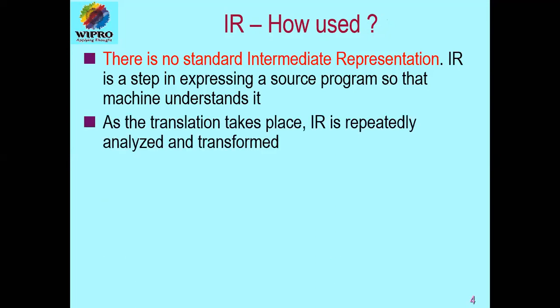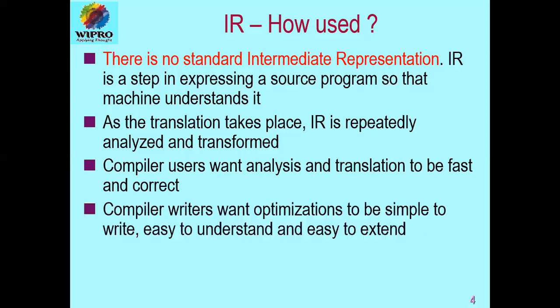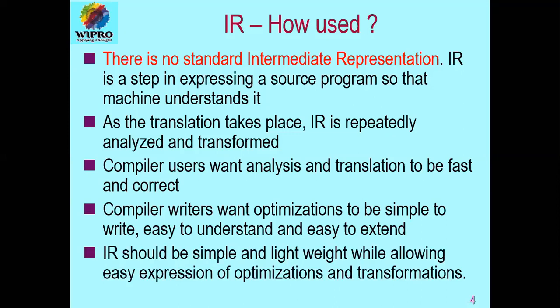And as a translation takes place, IR is repeatedly analyzed and transformed. Compiler users want the analysis and translation to be fast and correct. This is the property. We don't want the IR generator or the code optimizer to consume a lot of time and yield very little result. That's not what we expect. Compiler writers want the optimization to be simple, easy to understand and easy to extend. So that's the reason IR should be simple and lightweight.